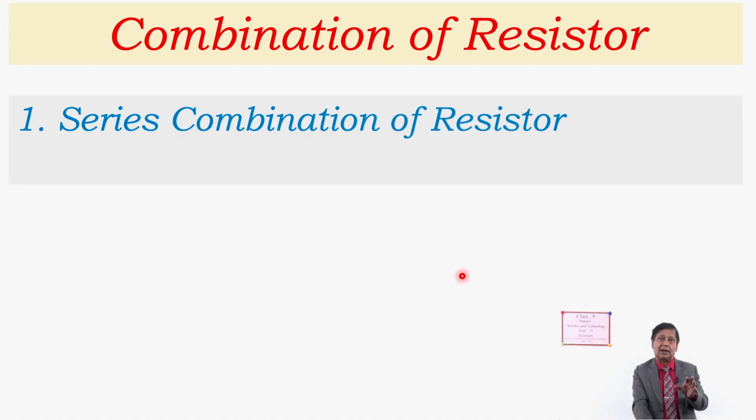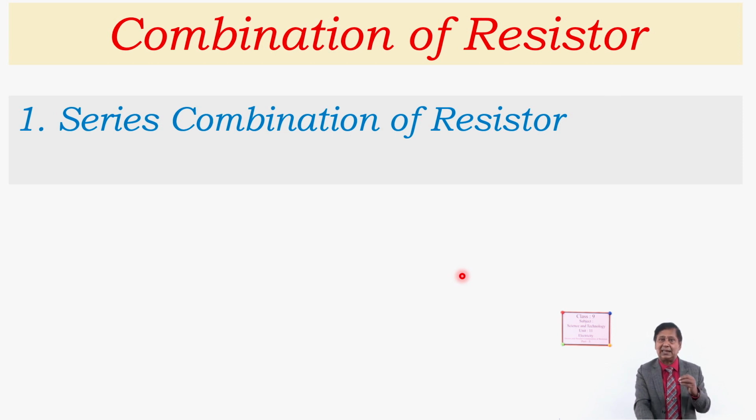I told you a little in the previous class also. Now we are going to recall a little from the previous class and we'll compare different types of combination of resistors. Combination of resistors is basically of two types.